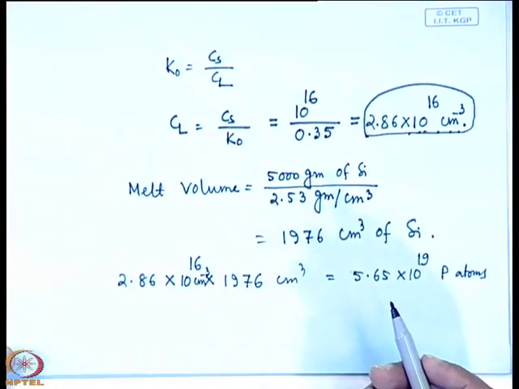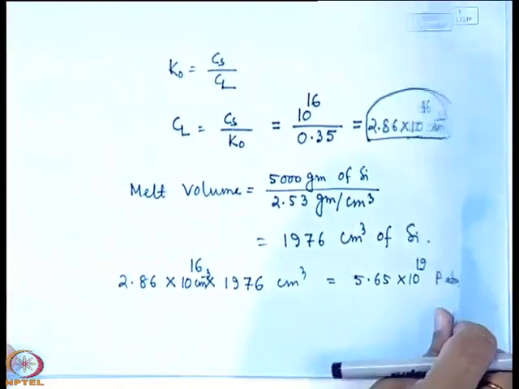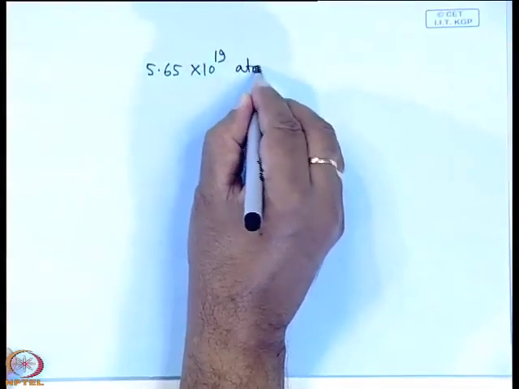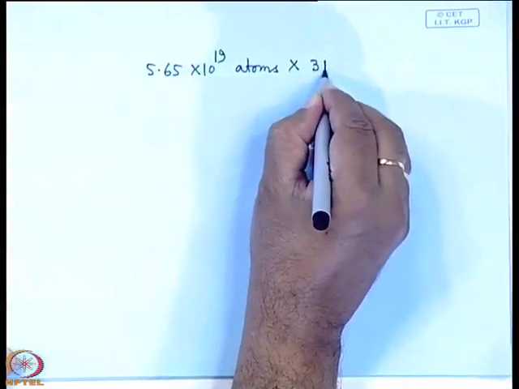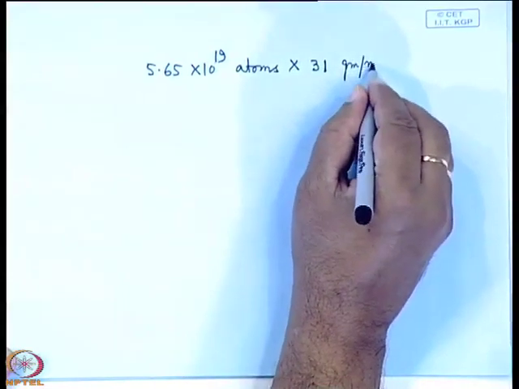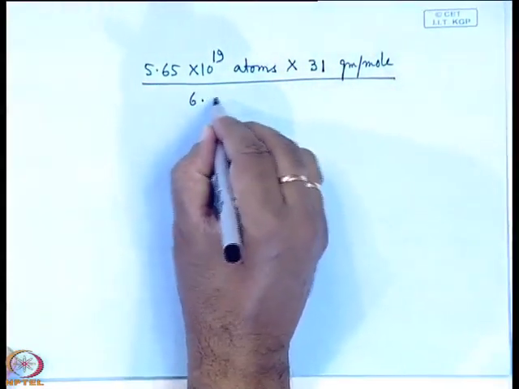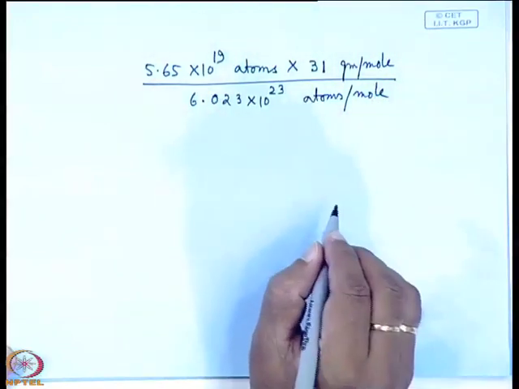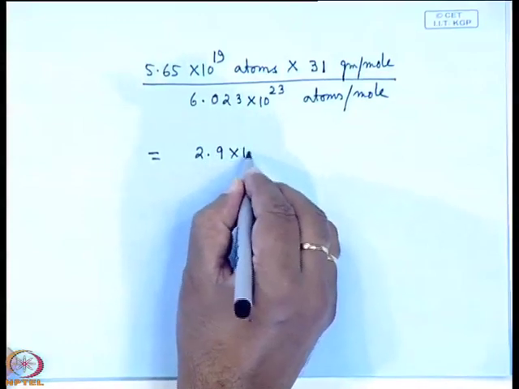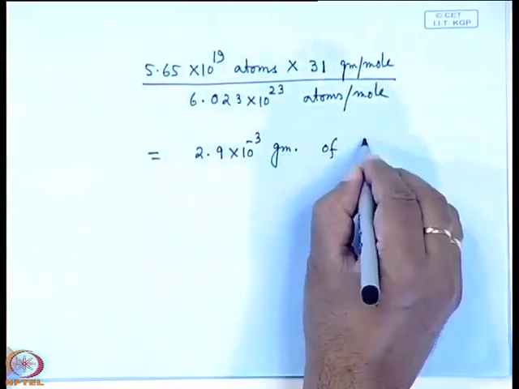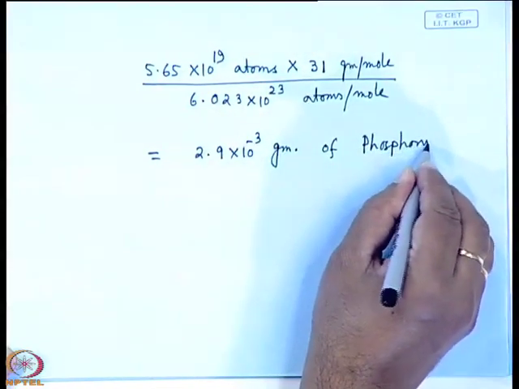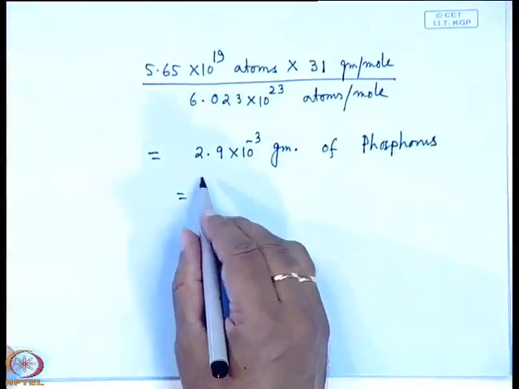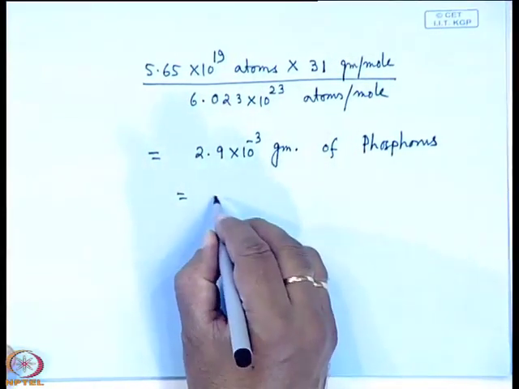Now, you use the Avogadro number. How you can use? You see that 5.65 multiplied by 10 to the power 19 atoms into atomic weight of phosphorus, which is 31 gram per mole, divided by 6.023 into 10 to the power 23 atoms per mole. So, that is equal to 2.9 into 10 to the power minus 3 gram of phosphorus. That means it is almost 3 milligram.